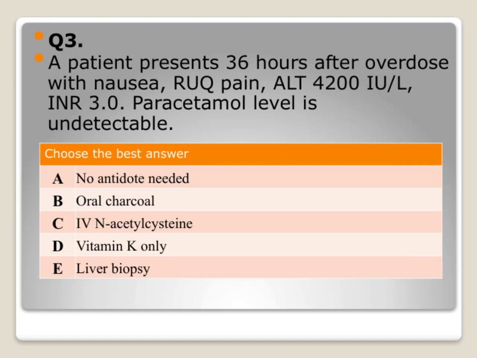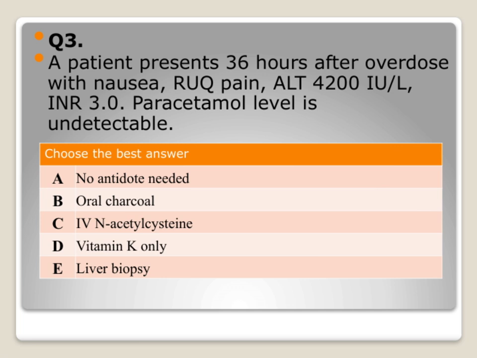Let's look at this case. A patient comes in 36 hours after an overdose, experiencing nausea, right upper quadrant pain, and significantly elevated liver enzymes with ALT at 4200 IU/L and an INR of 3. Interestingly, their paracetamol level is undetectable. Now, what does this tell us?